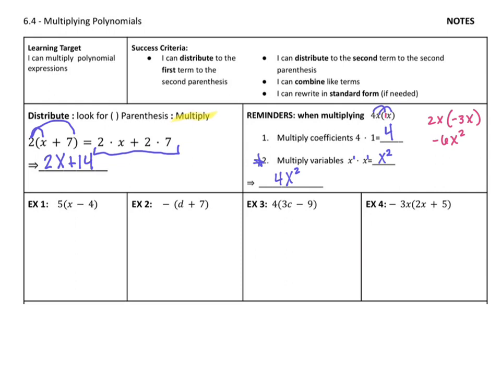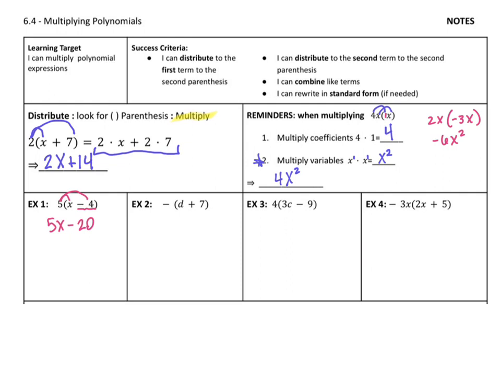Let's look at some really quick examples for just practicing distribution. 5 times x minus 4. Remember, we're going to do 5 times x and then 5 times negative 4. Don't forget that it's a negative 4 there. So 5 times x is 5x. 5 times negative 4, negative 20.